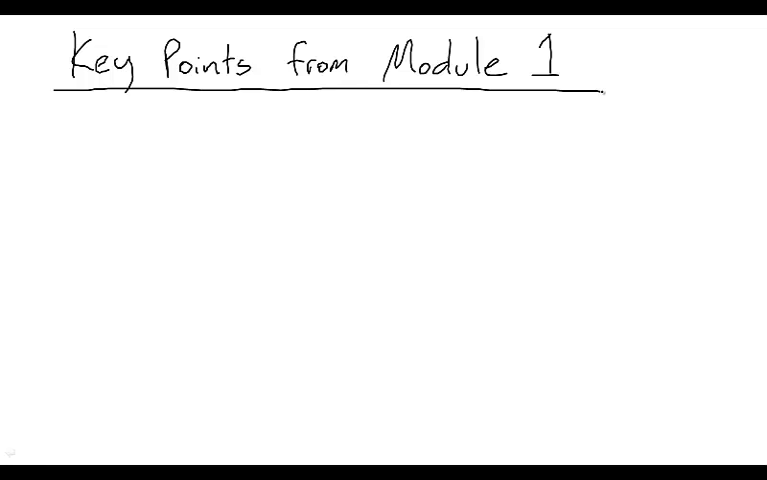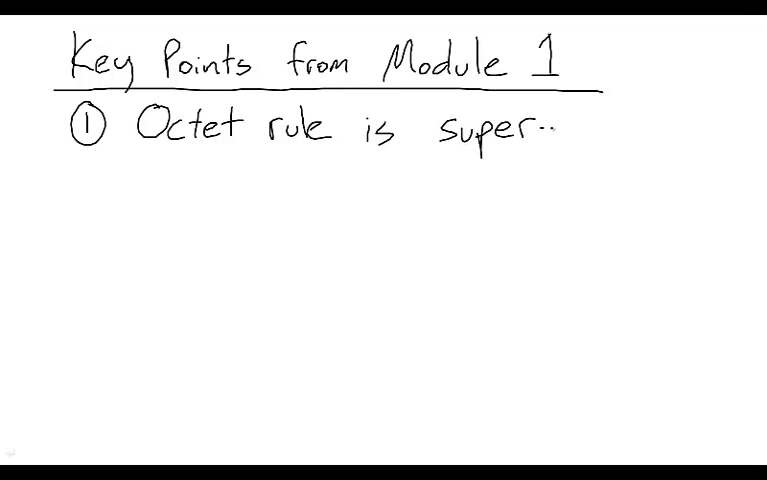All right, so today I want to just address some of the key points from Module 1, things that you should all be taking away, whether you've already finished it or whether you're still working on it. I just want to highlight a few things. I would say the first one is the octet rule is super important. Super duper important.